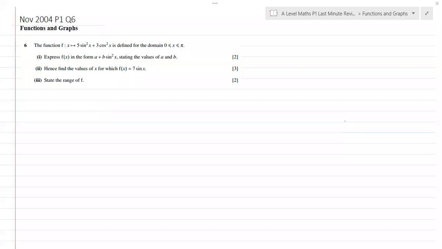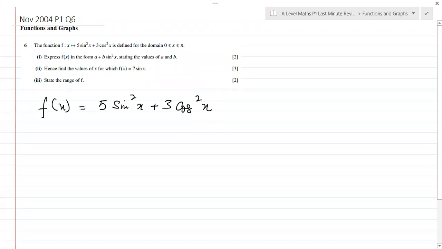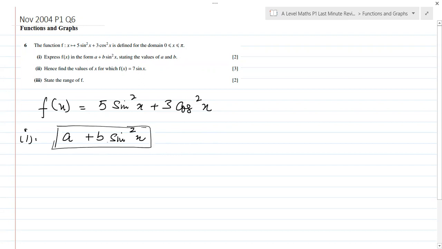The function f(x) is equal to 5 sine squared x plus 3 cos squared x, defined for the domain from 0 to pi. The first part: express f(x) in the form a plus b sine squared x only, stating the values of a and b. If you compare, we have to express the given expression in terms of this. Over here, in this expression, we have sine squared x and cos squared x. And in the final one, we just have sine squared x.